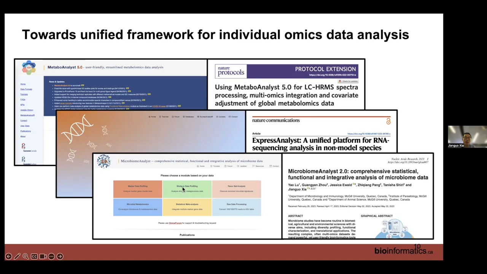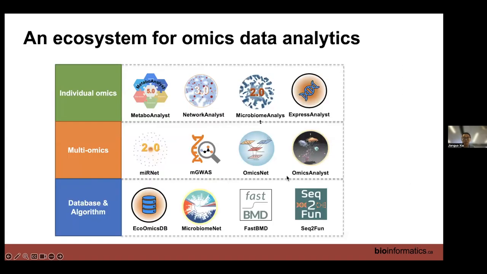The one on the bottom is called MicrobiomeAnalyst, and we just published version 2 this year. Before that there was a Nature Protocols paper. We are actively supporting microbiome data analysis, and it has a lot of modules very, very close to metabolomics. We also have thousands of citations and hundreds of thousands of users. So this is quite a popular tool.